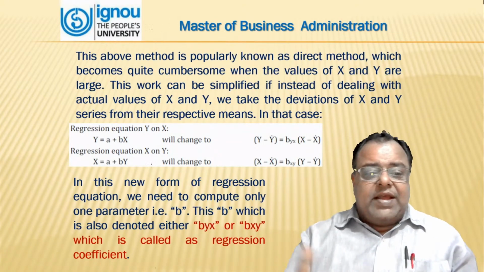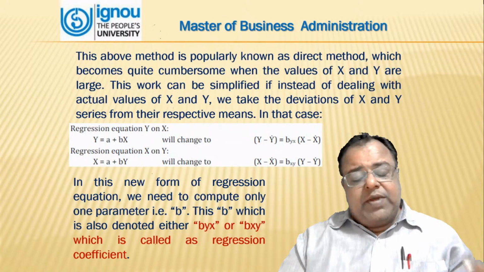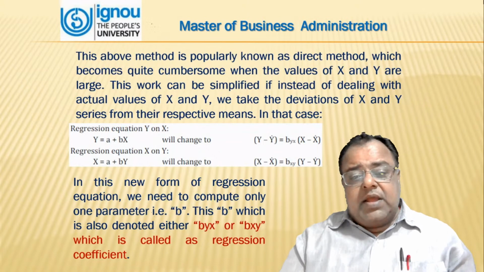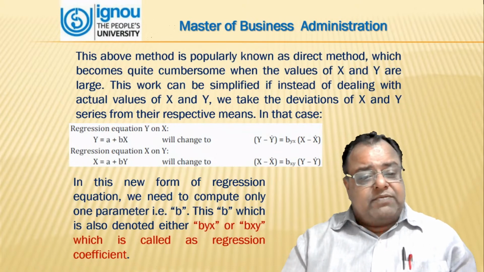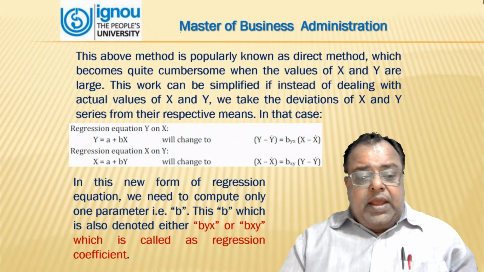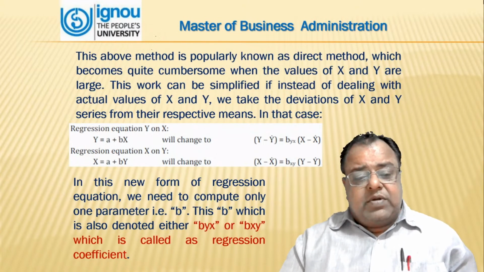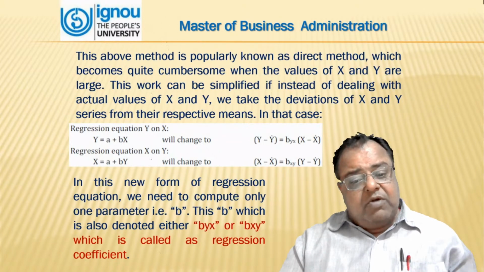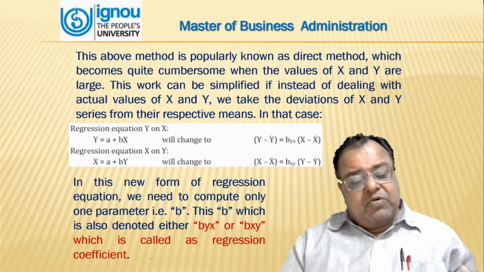Going back, we can see that for the equation of y on x, if y is equal to a plus bx, then the change will be y minus y bar is equal to byx into x minus x bar. Similarly, it is done for x on y. In this new form of regression equation, we need to compute only one parameter, that is b. And b, denoted either by byx or bxy, is called the regression coefficient.